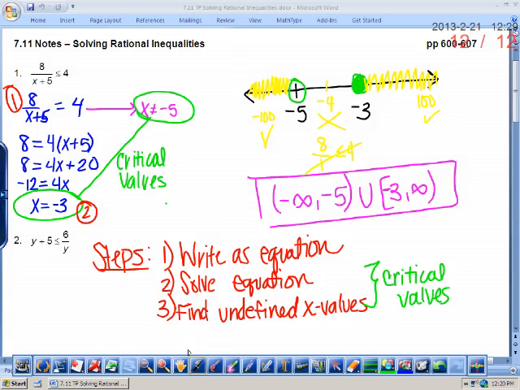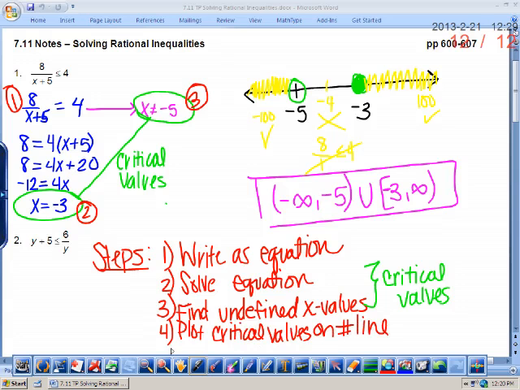Okay. Step 4. Put on the number line. Good. Yep, and step 5 was to test each section to get your solution.